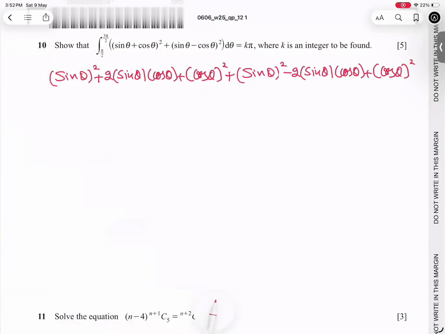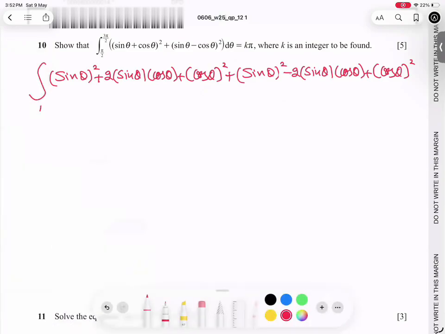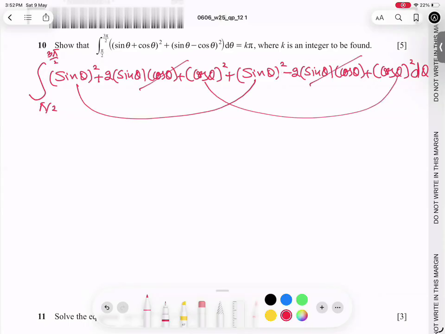I hope this part is clear, and the limits are very clear: negative pi by 2 and 3 pi by 2, and d theta at the end. You can see this negative and this positive, they will cancel out. And sine square plus sine square is 2 sine square, and this 2 cos square.